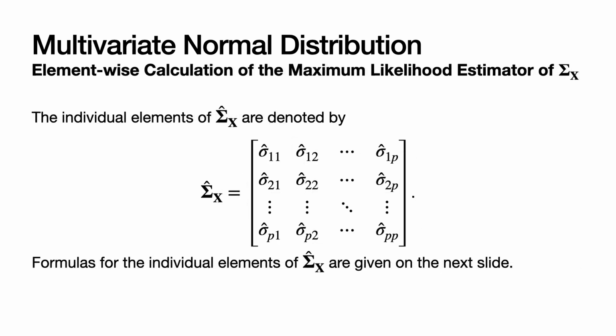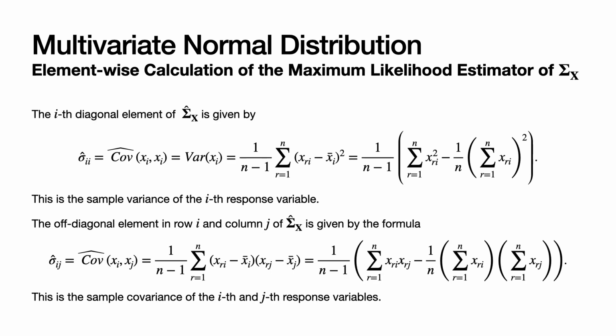The individual elements of sigma hat sub x, the unbiased estimator of the covariance matrix, are shown here. So this shows the notation of the entries in that p by p matrix. The formulas for these various quantities are given on the following slide.